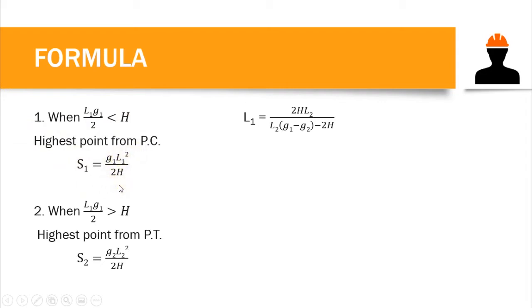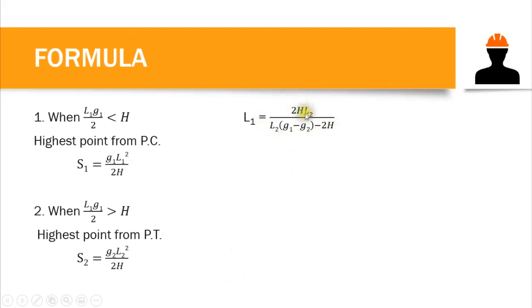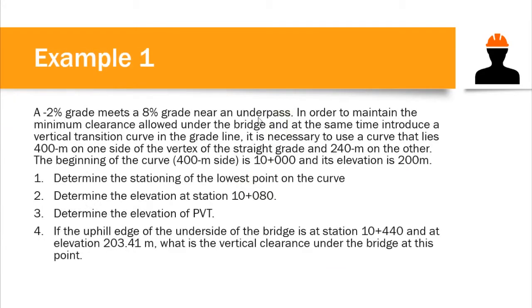Now, if L1 G1 over 2 is greater than H, that means our highest point is located from PT, and we have the formula S2 equal to G2 L2 squared over 2H. To compute for length 1, we have this formula: 2H L2 over L2 times G1 minus G2 minus 2H. So these are the formulas that we can apply in computing for the elements of our parabolic curve. But again, the easier one is by using the grade diagram.